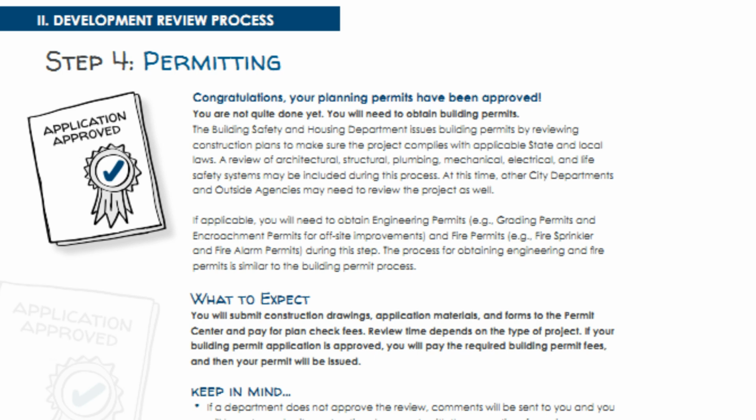If your building permit application is approved, you will pay the required building permit fees, and then your permit will be issued. Keep in mind, if a department does not approve the review, comments will be sent to you and you will have to resubmit construction documents with the corrections for review. Permit review time and fees depend on the project scope. This is when the city collects various development impact fees, for example, public art fee, school impact fee, utility connection fees, etc.